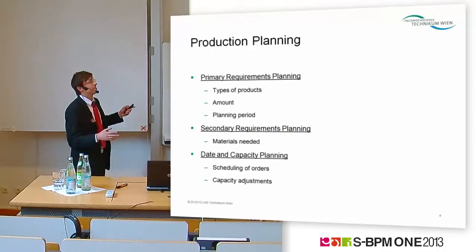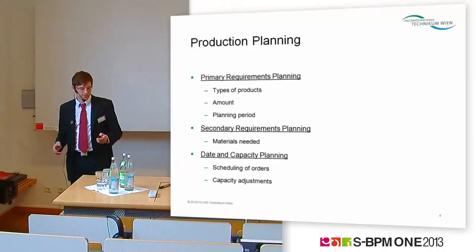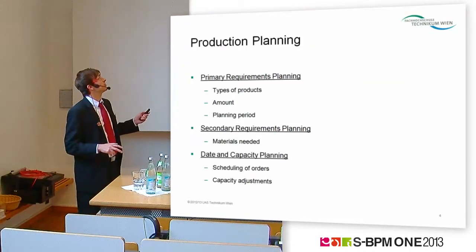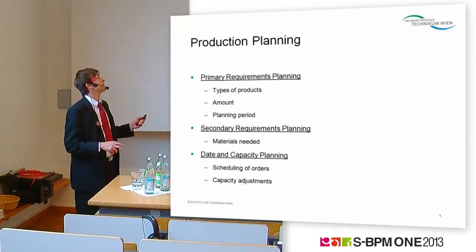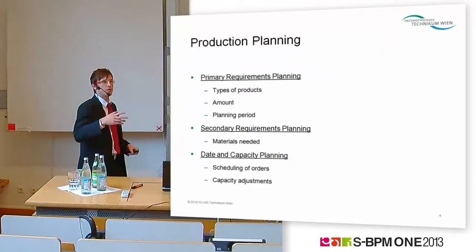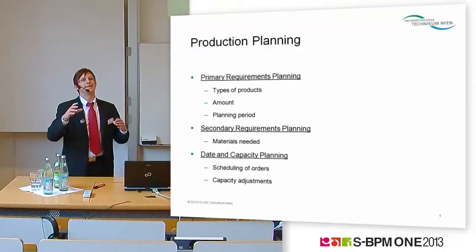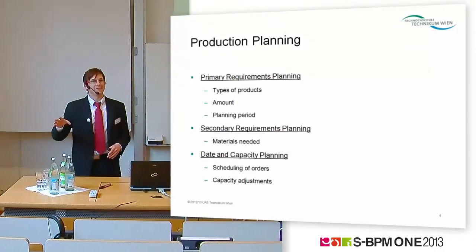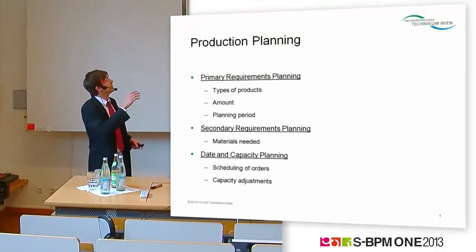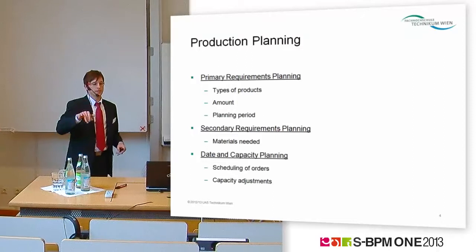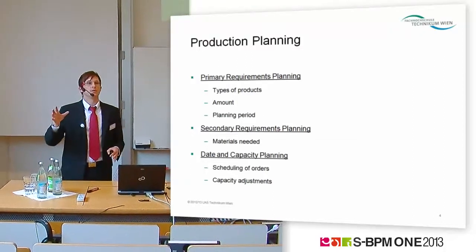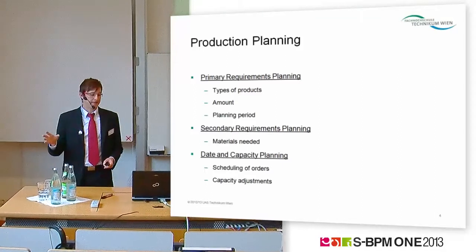So, production planning, as it is generally known, as you can see, is divided into 3 planning stages: primary requirements planning, secondary requirements planning, and data and capacity planning. In primary requirements planning, companies want to investigate the types of products they have to produce and the amount of these products. Furthermore, they define a planning period which serves as time horizon for the production plan.